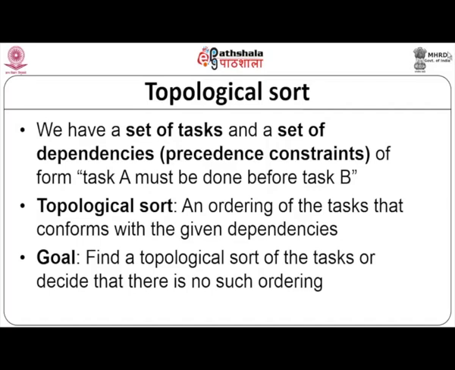So, an ordering of tasks that conforms with whatever is given as dependencies. Of course, the graph has to represent these dependencies. Once you have a graph representing these dependencies and precedences, then you have to do a topological sort of the graph, so that you know the schedule of activities. So, the problem is to find a topological sort of the graph, or decide that there is no such ordering, that also can happen.